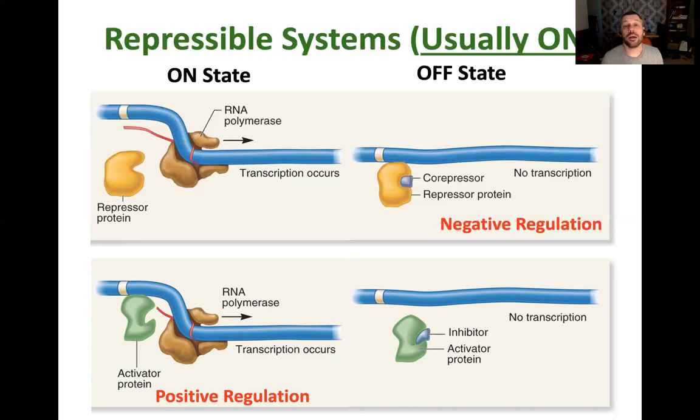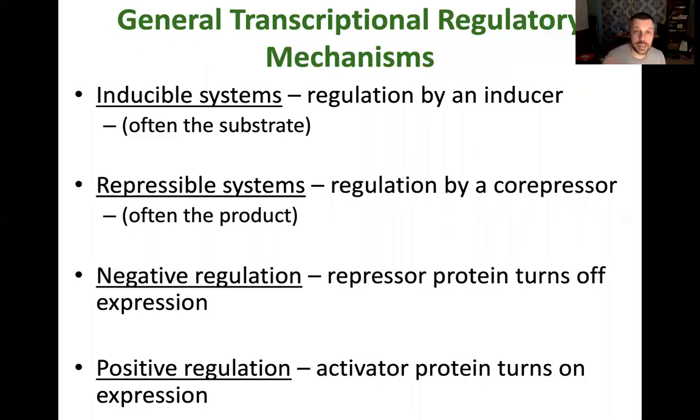So these are all transcriptional regulatory mechanisms that are used very commonly in lots of different genes. It just depends on the gene, whether it's normally off, in other words, an inducible system, or normally on, in other words, a repressible system. And both of these systems, both inducible and repressible, can be either negatively or positively regulated.